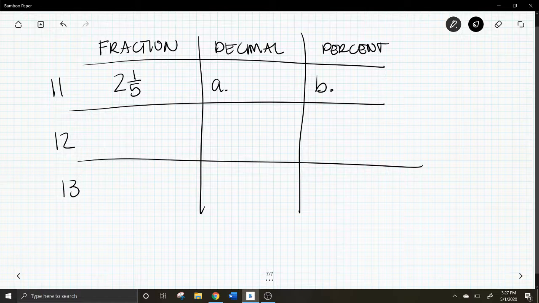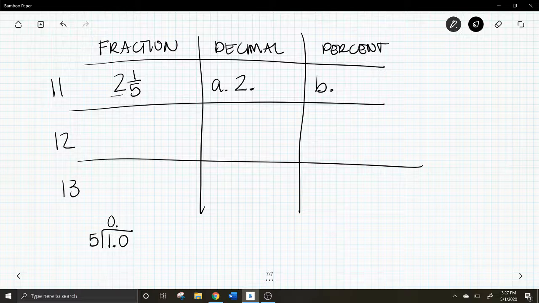So one thing that we can do to find the decimal, we've got a whole number, so it's going to be 2 point something. To figure out what decimal 1/5 is, we can divide. So we can do 1 divided by 5. So of course 5 doesn't go into 1, so we're going to have to make this a whole number with a decimal. How many times does 5 go into 10? 2, and no remainder. So 1/5 can be represented by 0.2. So that whole decimal will be 2.2.